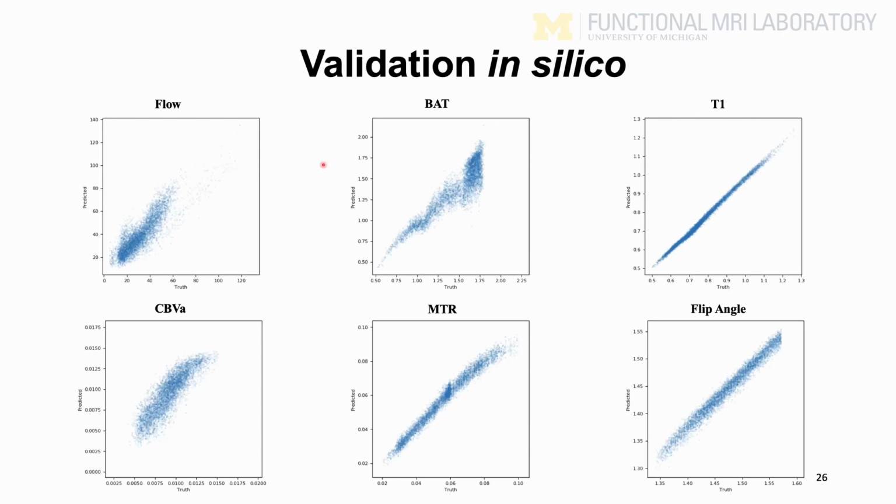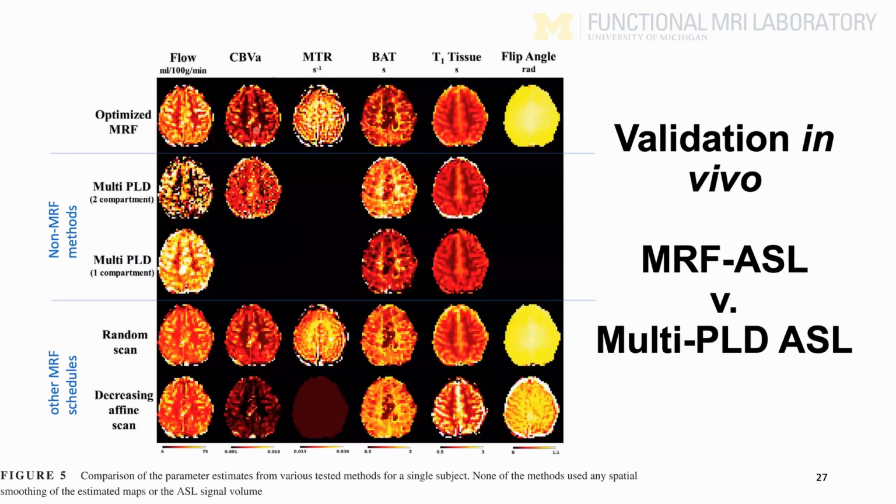Okay, so anyway, this kind of worked in silico, and we tried it out in vivo. We tried to do a validation of sorts by comparing it to a multi-PLD method, where we could fit either a 1-compartment model or a 2-compartment model. So these are the maps that we obtained with our method, with the flow, CBV, and so on, and they correlated pretty well with the multi-PLD stuff.